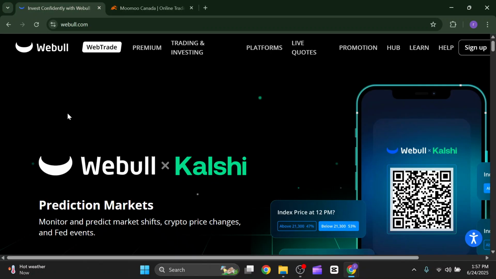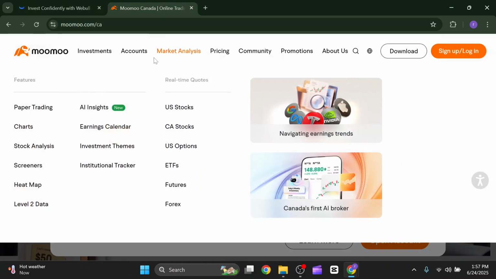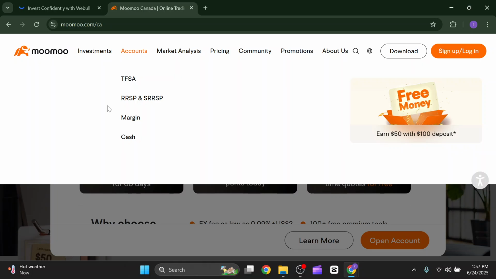And on the other hand, if we talk about tools and data, Webull has basic charting and paper trading, and Moomoo Canada has advanced analytics, level 2, and research.